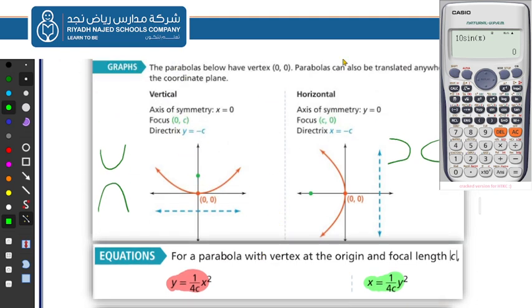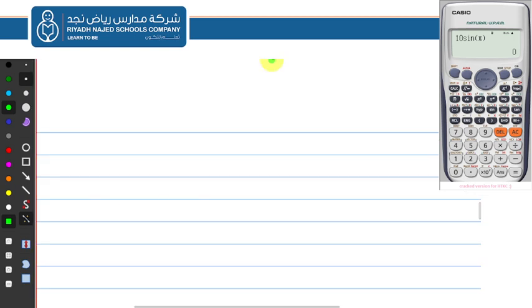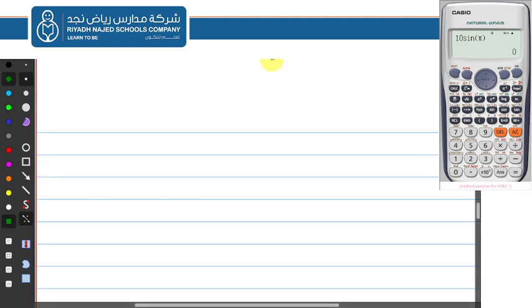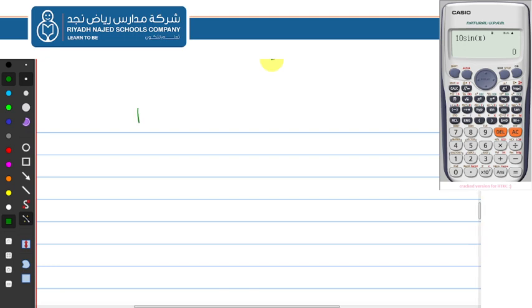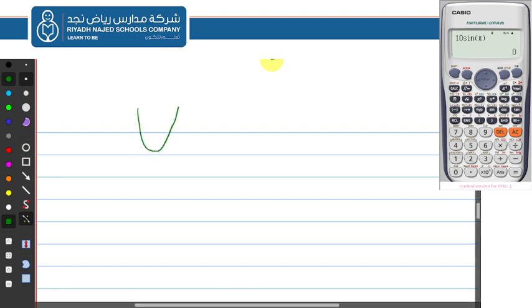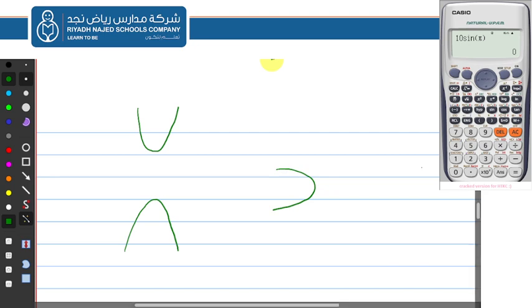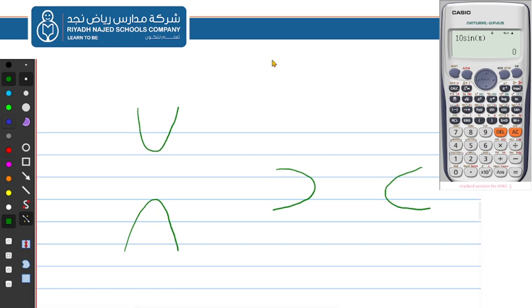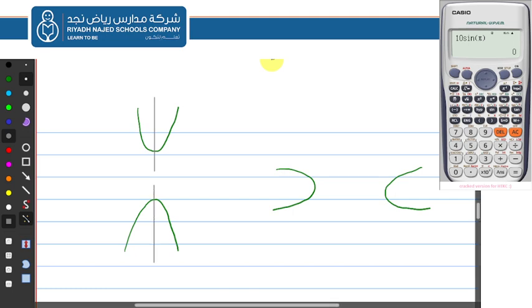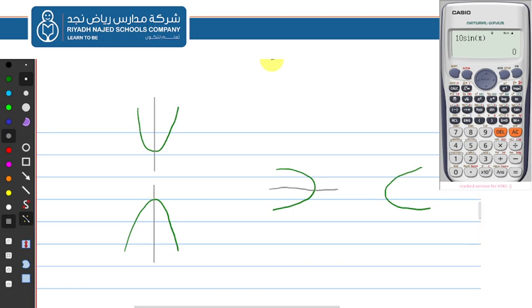Now, this is not the only important thing about parabolas. There is something that must be clarified before answering the questions, whether the parabola is vertical opening up, or vertical opening down, or horizontal opening to the left or to the right. It has some features. The main feature is the axis of symmetry. Any parabola has an axis of symmetry. This makes sense, I guess. This is the axis of symmetry.